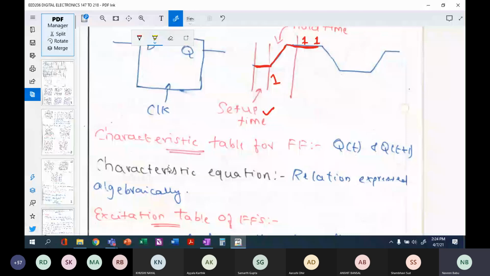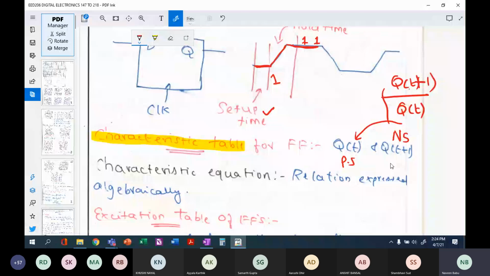Your characteristic table is a table where your next stage output will be in terms of the present stage output, right? So I'll just write part of the table here. If q of t plus 1, then it will contain as a function of q of t. Okay. Next that you studied was a characteristic equation.